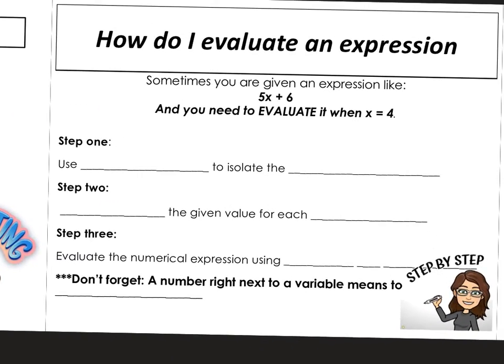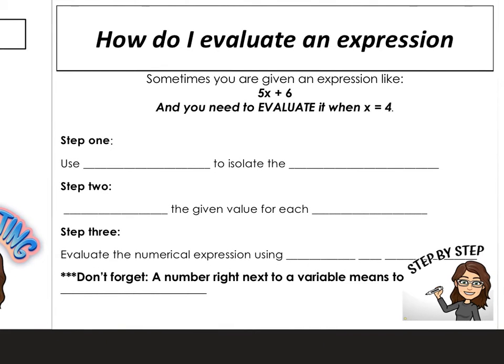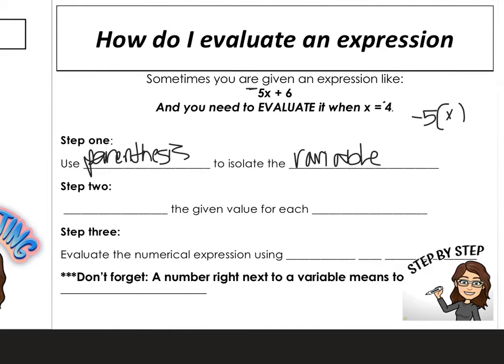So how do I evaluate an expression? Sometimes you're given an expression like 5x plus 6 and you need to evaluate it. Evaluate just means simplify. For example, it might say evaluate when x equals 4. So what we're going to do is use parentheses to isolate our variable, and just the variable, because if this was a negative and we had a negative over here, we would only want to put in this -4 for just the x.